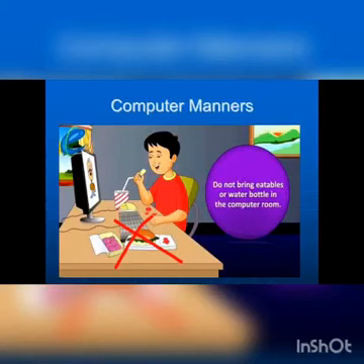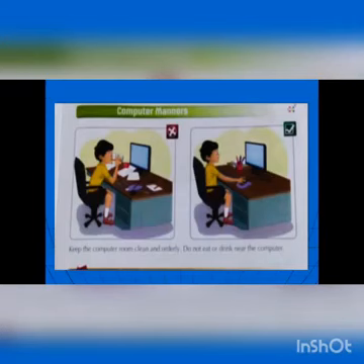Now we will talk about some computer manners. Keep the computer clean and orderly. Do not eat or drink near computer. It can harm your computer. Now there is a pair of pictures from your book. Which one is following computer manners? Yes, the right one with green tick.